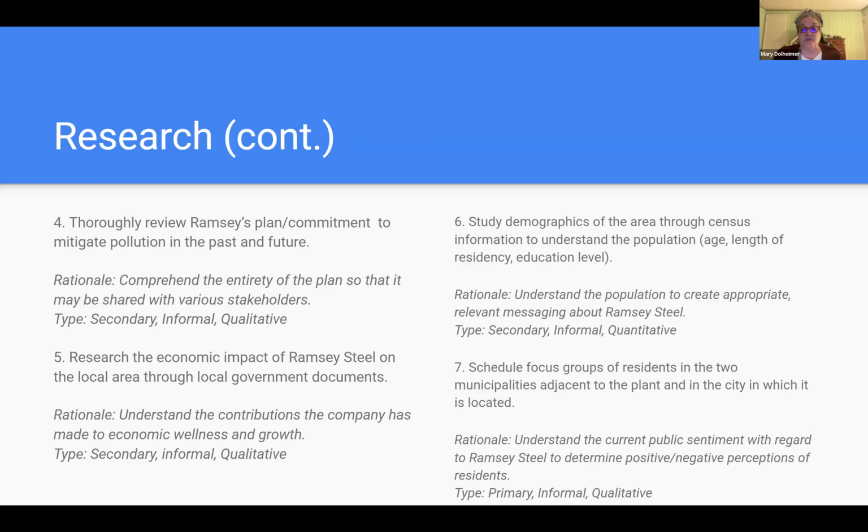And item 7 was schedule focus groups of residents in the 2 municipalities adjacent to the plant and in the city in which it's located. This was really to begin to understand the current public sentiment with regard to Ramsey Steel, to determine positive and negative perceptions of residents. Again, we had this bad coverage about air pollution, but how do the local folks really feel about Ramsey Steel as a neighbor, as a member of their area?